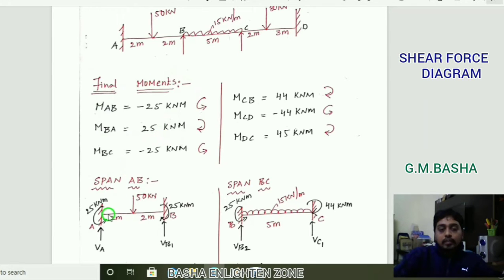So see here, I am taking the AB span individually. Along with that, I am taking the vertical 50 kilonewton load exactly at the center, and I am applying the obtained final moments. Here MAB is minus 25 kilonewton meter, which is acting anti-clockwise at A, therefore I am applying anti-clockwise here. Similarly, MBA is 25 kilonewton meter, which is acting clockwise, therefore I am applying clockwise here.